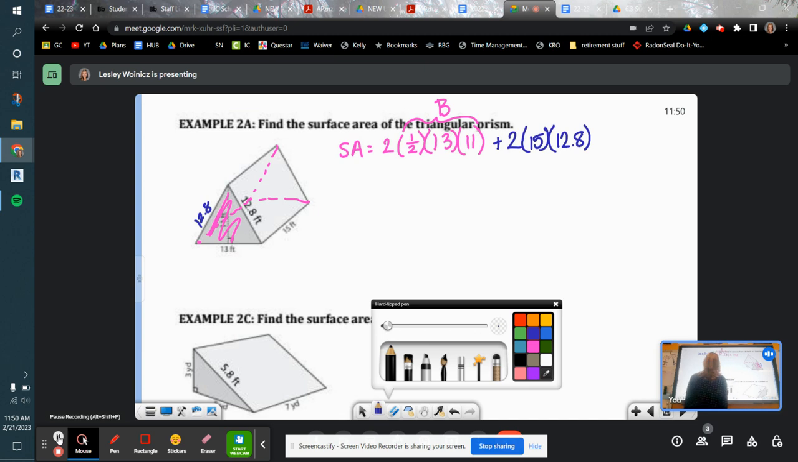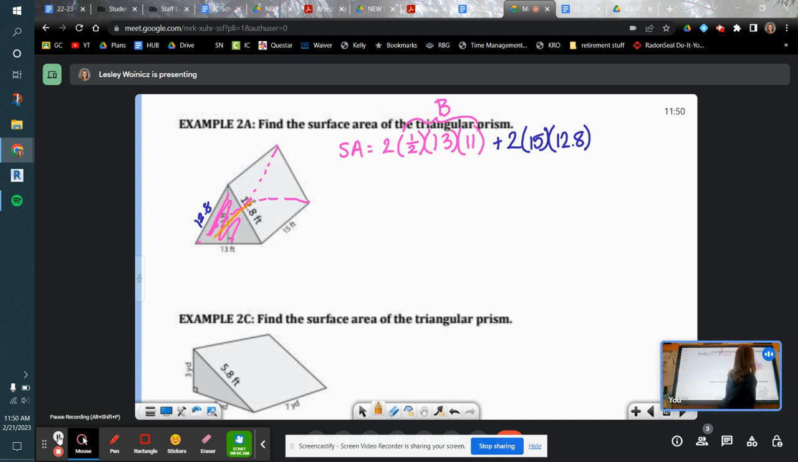Okay, and then we have the bottom of the tent, which is this guy. Yep, plus. We're just adding them all together. So that one is 13 by 15. And there's only one of it.